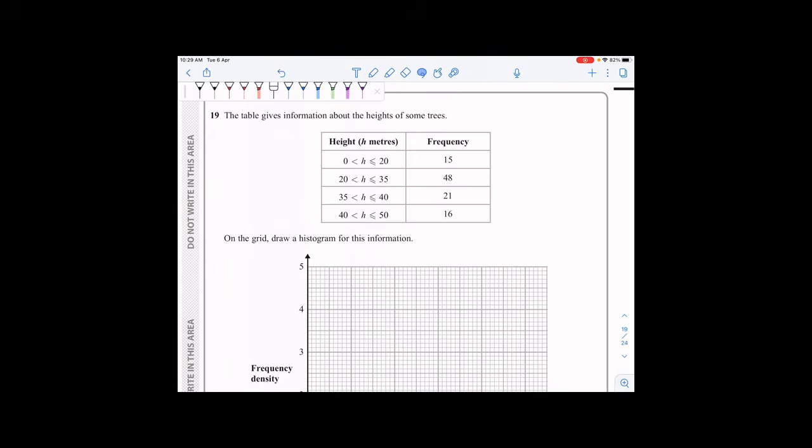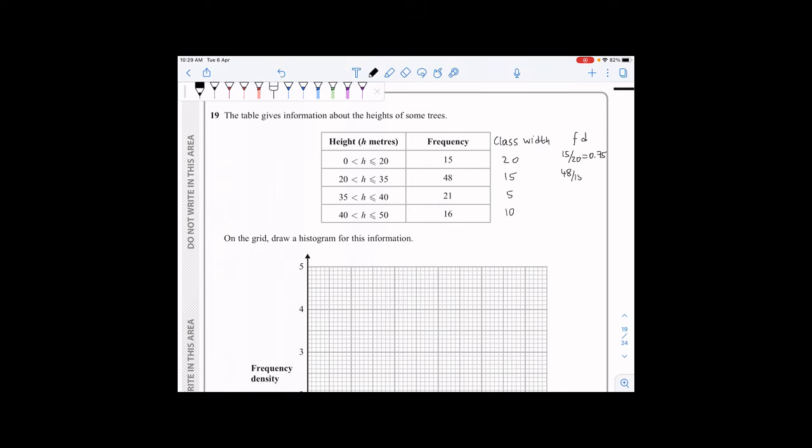In question 19, we need to construct a histogram here for the heights of some trees. Now for a histogram, we need to know the frequency density. It depends on the frequency and the class width. The class width is just the difference between the class limits. So it's 20, 15, 5, and 10. So we've got frequency density just being the frequency over the class width, 15 over 20 is 0.75.